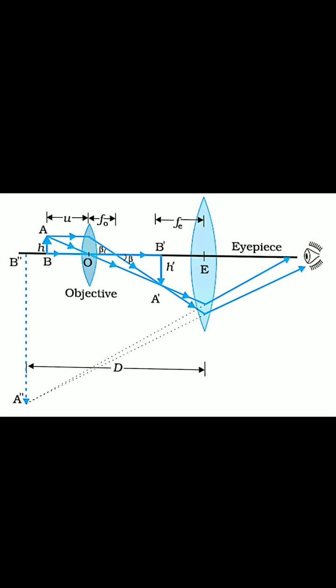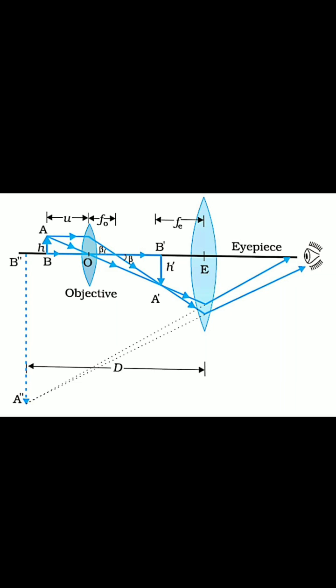So the object AB is to be viewed at a distance u. U is the object distance, slightly larger than the focal length f0 of the objective O, as you can see in this figure. The objective forms the real, inverted and magnified image A dash B dash of the object AB.